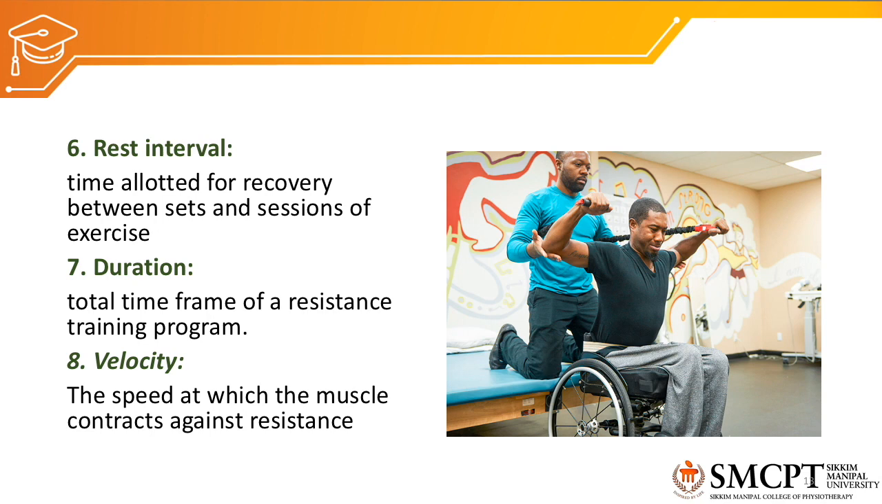Next factor is duration. The total time frame of the resistance training program is called duration. And the last factor that can influence the outcome is velocity. It is the speed at which the muscle contracts against the resistance. So if the speed of exercises is too high, then maybe the outcome will be poor, whereas if the speed of the exercise is too low, then again the outcome may be slow. Therefore the velocity should be optimal.